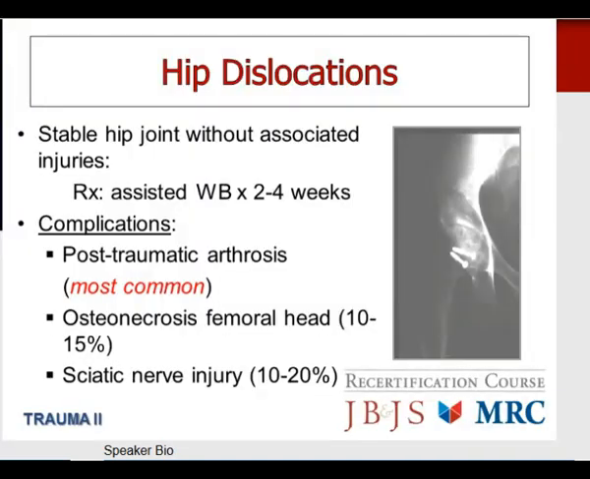Stable hip joints without associated injuries can be treated post-reduction with assisted weight bearing for several weeks. Complications of hip dislocations, again, post-traumatic arthrosis is the most common complication. Osteonecrosis of the femoral head occurs in about 10 to 15% of all hip dislocations, and sciatic nerve injury is seen in about 10 to 20% of all posterior hip dislocations.